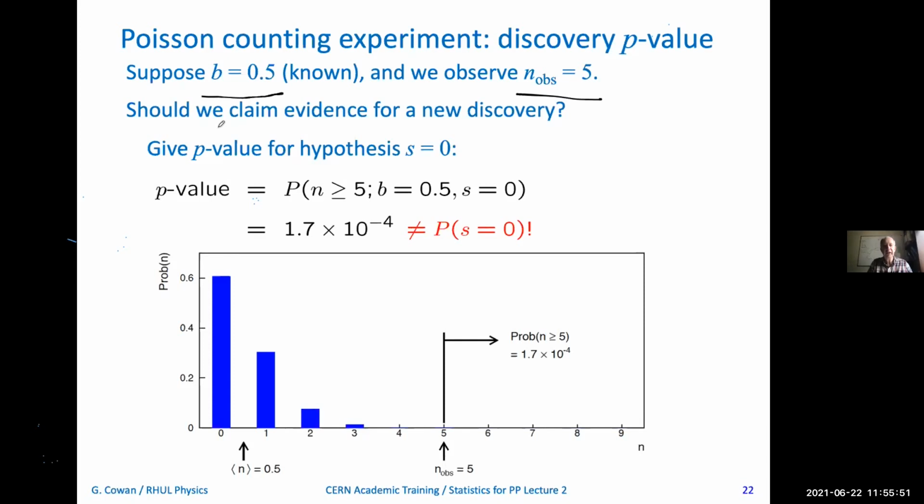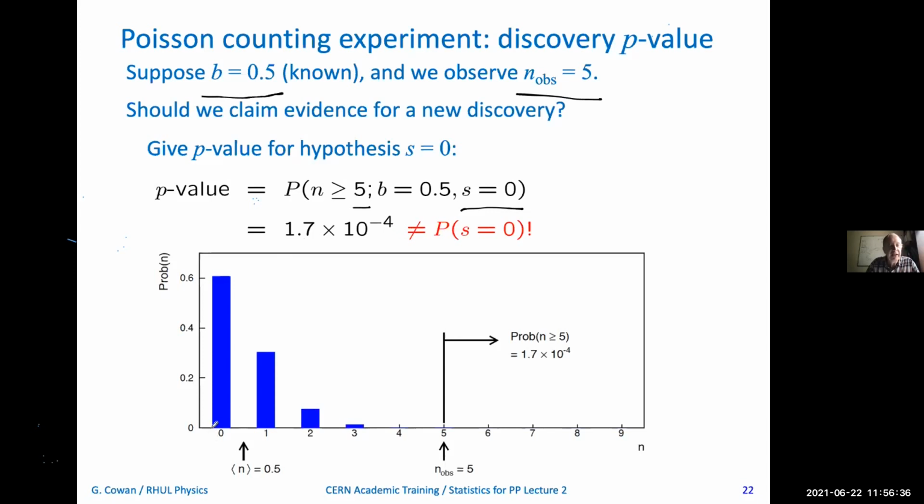So in other words, the alternative that I want to consider is that the signal could be present, and that would give me typically more events. And so that motivates where I put my region of equal or lesser compatibility. It's having 5 events or more. And so the p-value of the s equals 0 hypothesis would be taken as the probability under the assumption of s equals 0 and b equals 0.5 to find the number of events greater than or equal to the number that I observed, 5. And if you calculate that sum of Poisson probabilities, that gives you a certain quite small number of 1.7 times 10 to the minus 4.